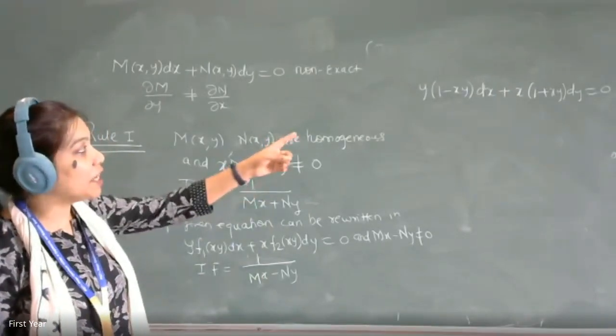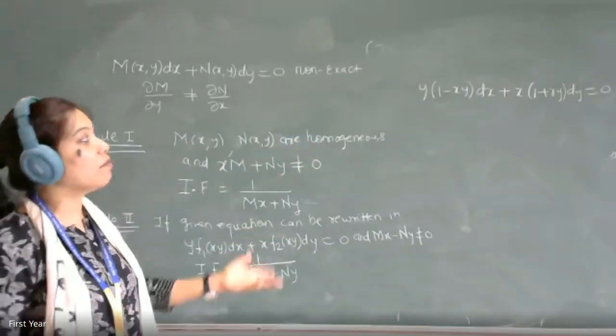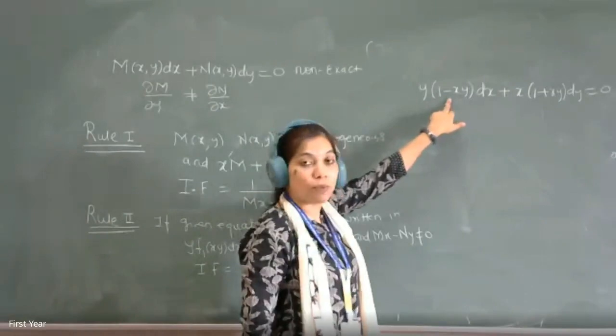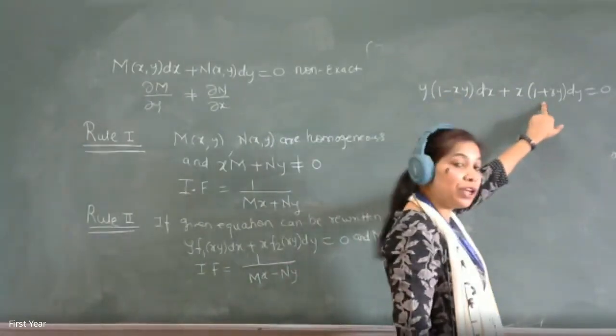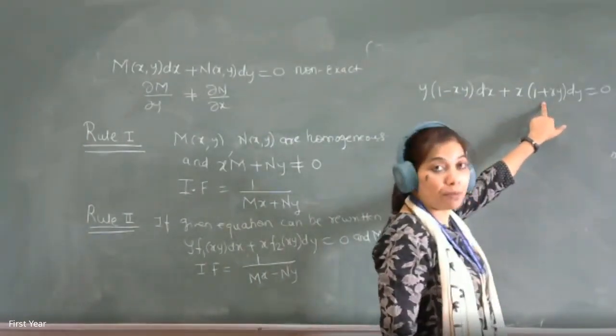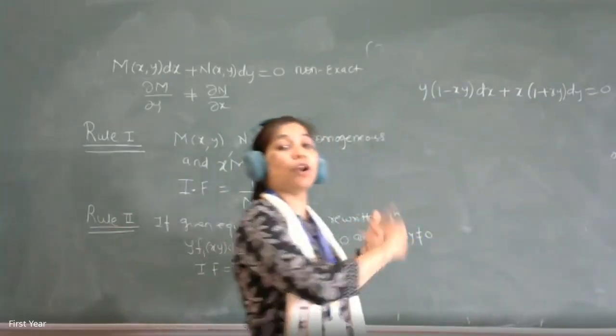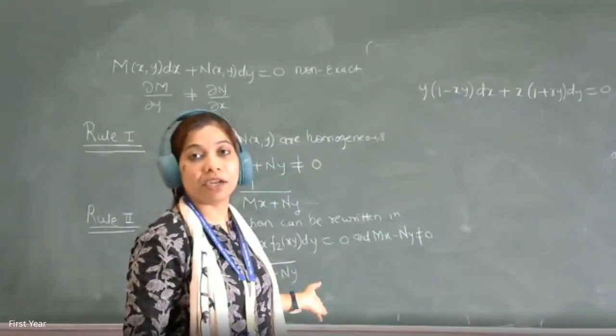So you can see y dx is there, x dy is there. What is left? 1 minus xy, 1 plus xy. So is this a function in xy? Yes. Is this a function in xy? Yes. Therefore it is type 2. Then you have to check whether it is exact or not exact.